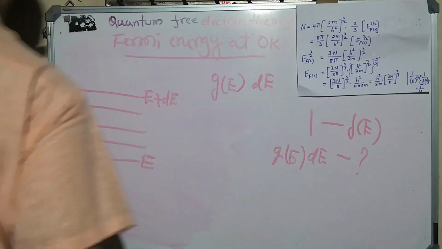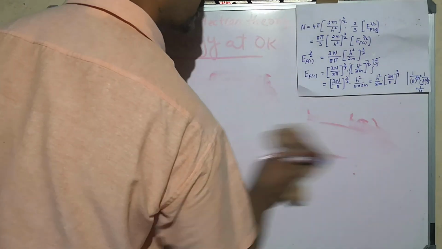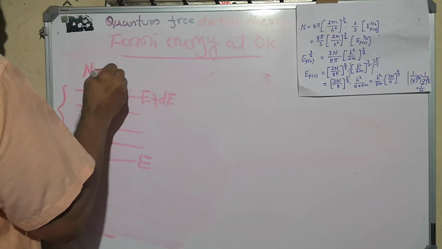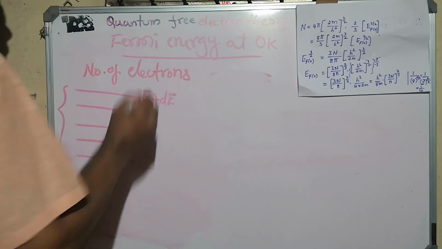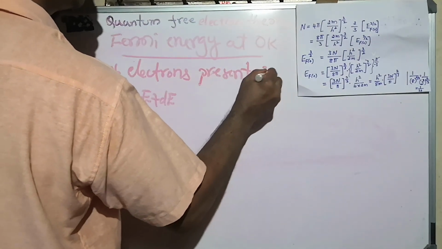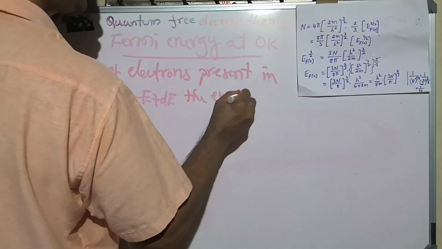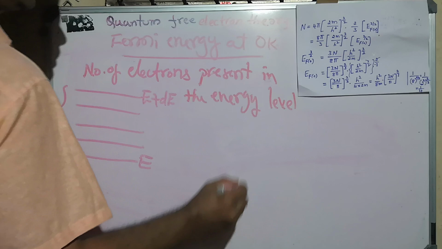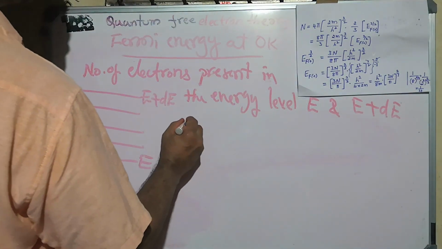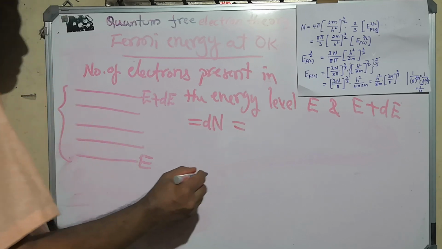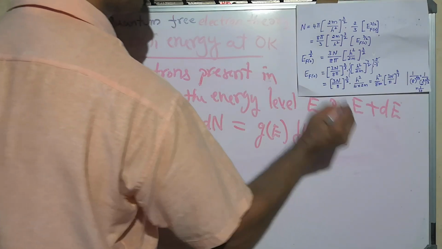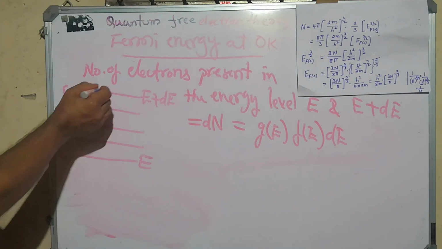I am writing this now, try to understand this. The number of electrons present in the energy level E and E plus dE is equal to dN, that is equal to G of E into F of E into dE. This is how many electrons are present in this energy level.